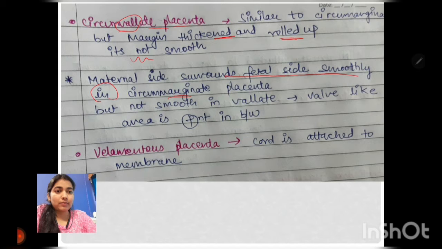Filamentous insertion of placenta, you have heard of it previously in the umbilical cord section. The cord is attached to the membrane, and this is a defect, so it will lead to vasa previa, and there is more loss from the fetal blood vessels and it can even lead to fetal death.